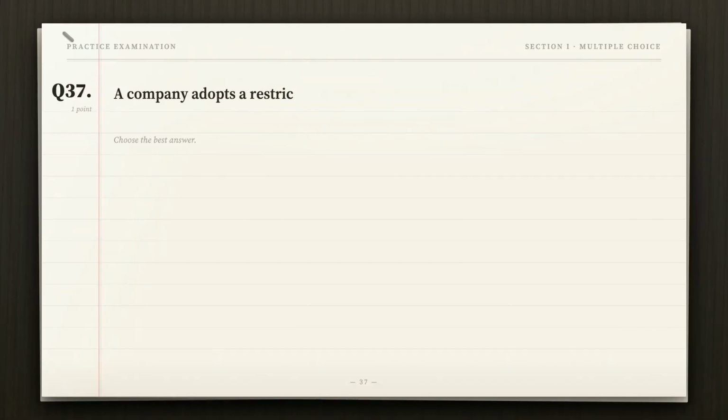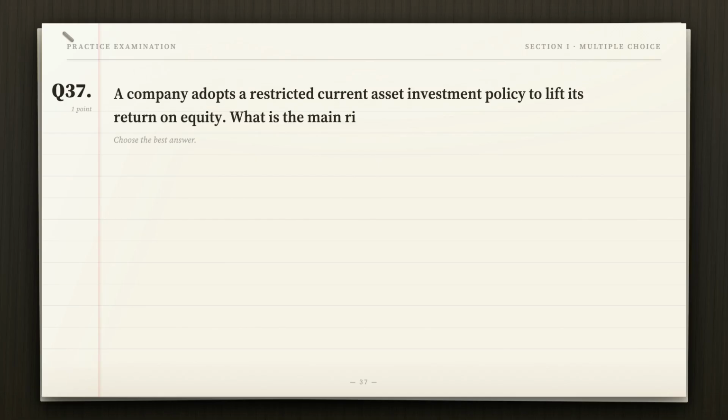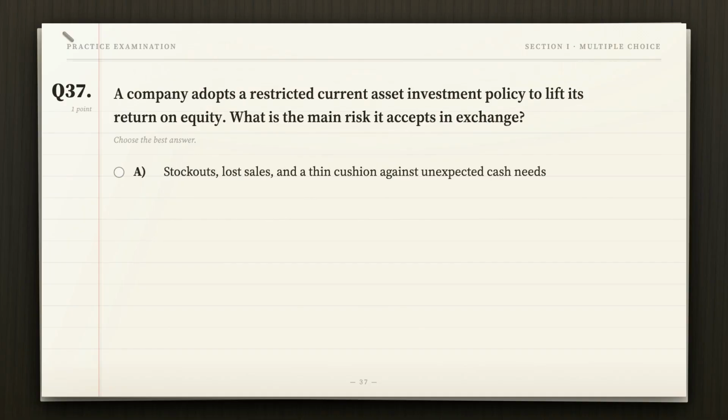Question 37. A company adopts a restricted current asset investment policy to lift its return on equity. What is the main risk it accepts in exchange? Your options are A. Stockouts, lost sales, and a thin cushion against unexpected cash needs.